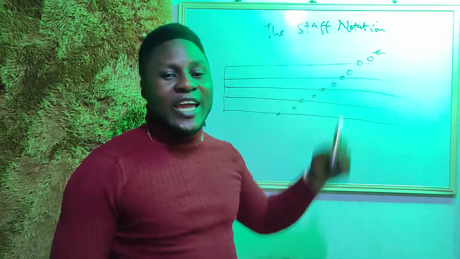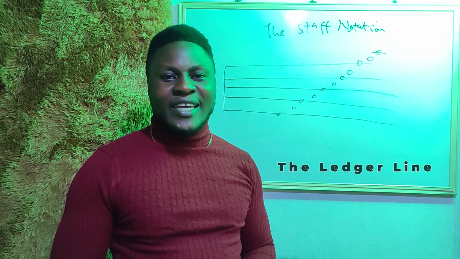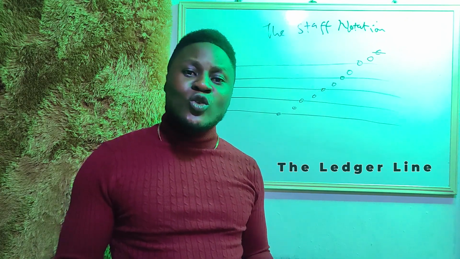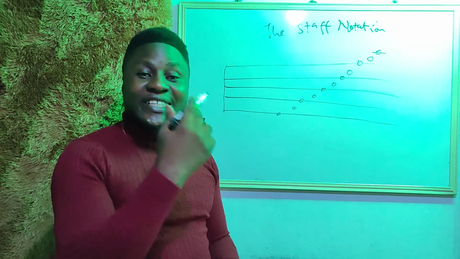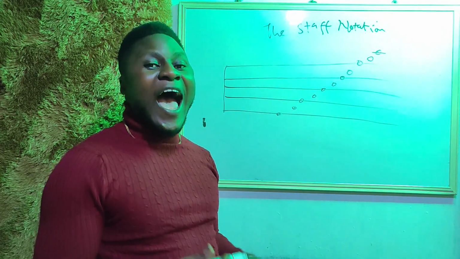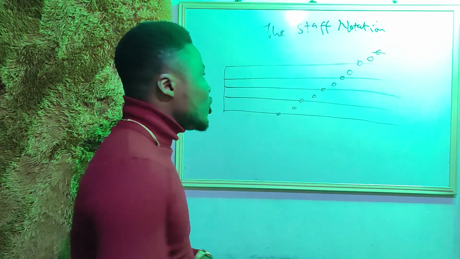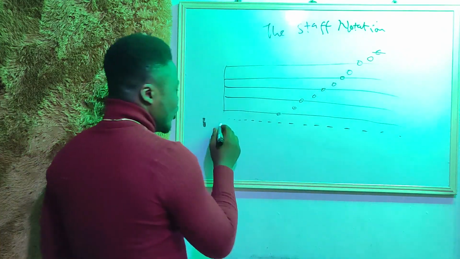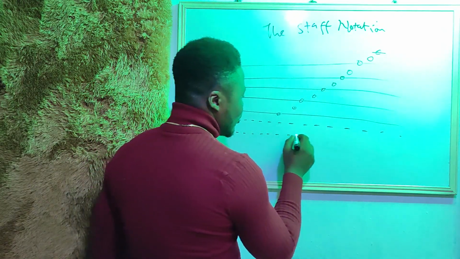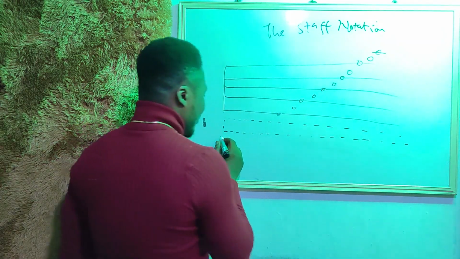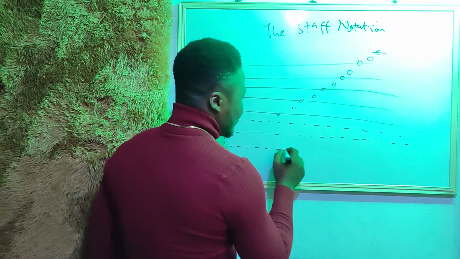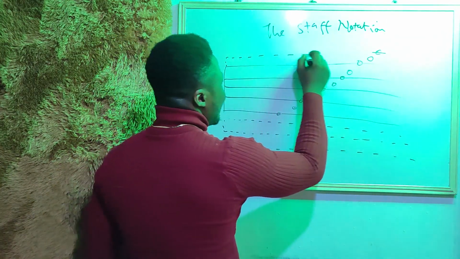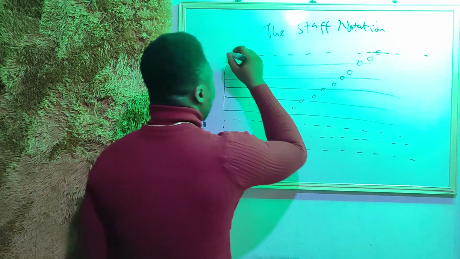This short line is called the ledger line. It comes from the concept of imaginary lines. How do I mean? I mean, these lines, which are 5 lines, are actually more than 5 lines. So we want to continue to draw these lines. You have another line drawn. You have another line drawn. These lines continue above and below the staff.